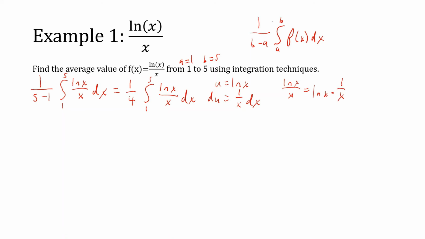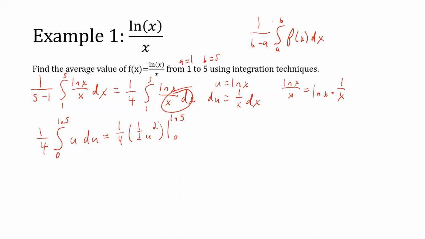So now we're just going to rewrite it in this u world. So we have 1 over 4 times the integral, and then we need to replace the bounds. So the bottom bound is ln of 1, which is 0, and the top bound is ln of 5, which is ln 5. And then ln x equals u, so u, and then the rest of that is du, so du. And now we can just integrate this as 1/4 times 1/2 u squared from 0 to ln 5.